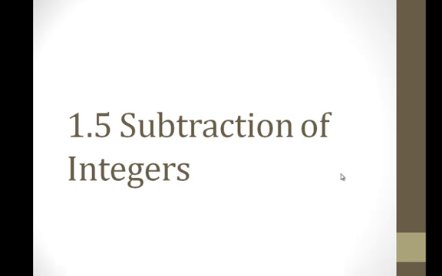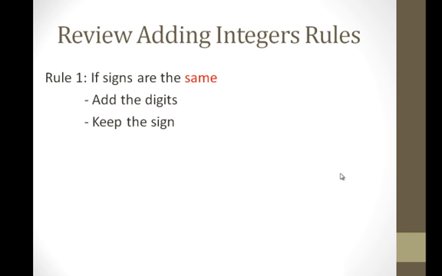Alright, so in this lesson we will be looking at subtraction of integers. But before we do that, we have to review the addition of integers. So remember, rule 1 is that if the signs are the same, so if they're both positive or both negative, first you have to add the digits, and then whatever it was, positive or negative, you have to keep the sign.